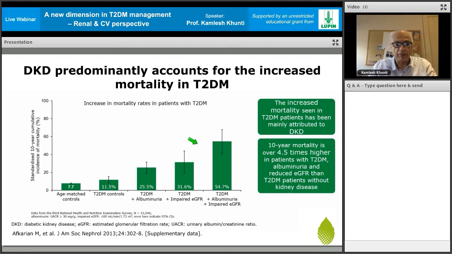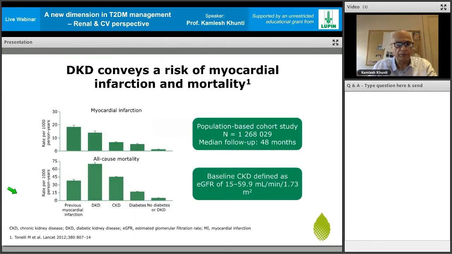And if you have type 2 diabetes, reduced EGFR and albuminuria, the classical DKD, 54% of people will have mortality at 5 years. So quite a drastic impact, not just in terms of cardiovascular events, but mortality as well.